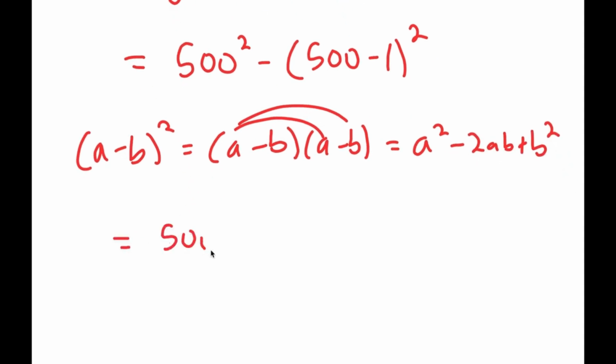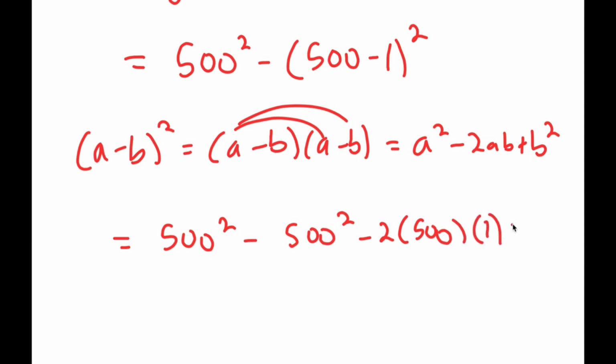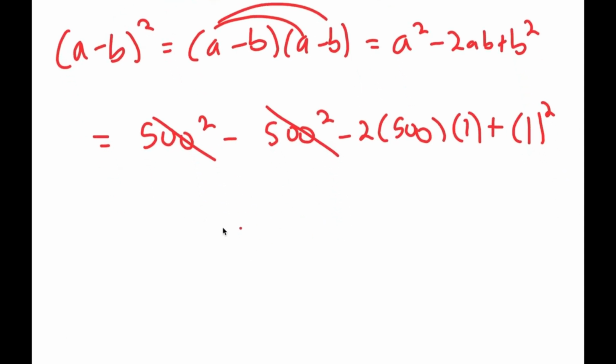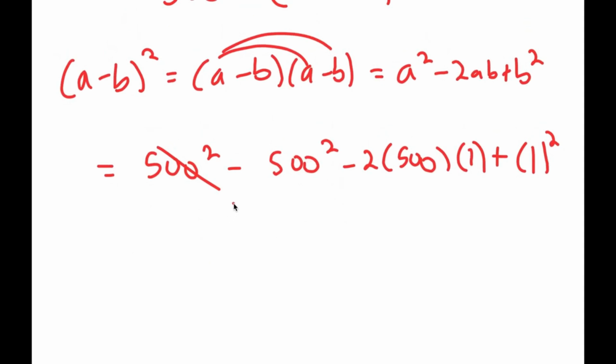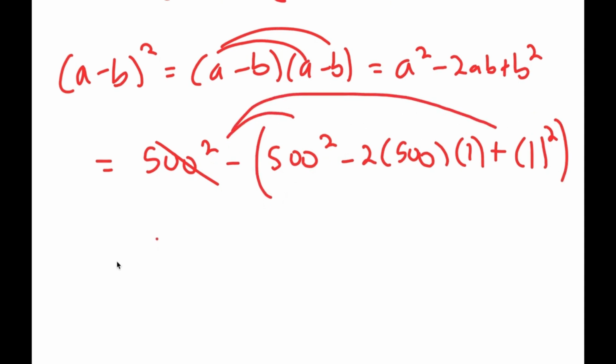So this is going to turn into 500 squared minus 2 times 500 times 1 plus b squared, which is 1 squared. So these two cancel out. However, this is actually going to be in parentheses, so the negative sign distributes.